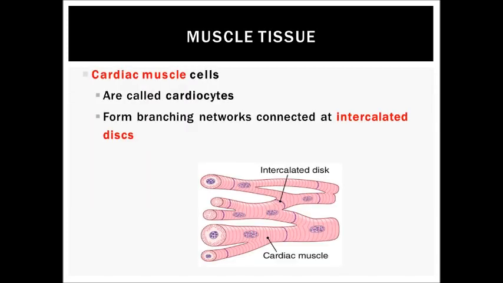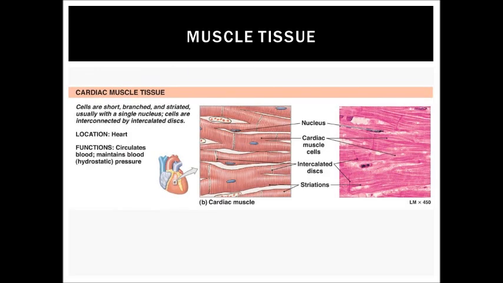For cardiac muscle cells, they are called cardiocytes. One important characteristic of cardiac muscle is the intercalated discs. And, as it is cardiac muscle, therefore, the muscle is located in the heart. The cardiac muscle is branched, striated, and has a single nucleus.